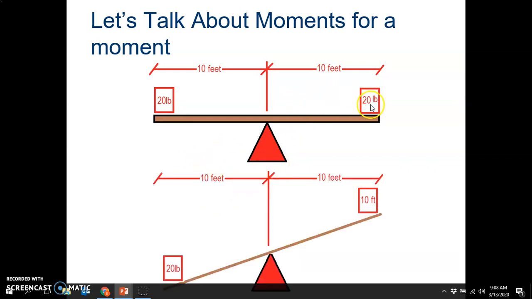But what if I change this to 10 feet? If I change this to 10 feet, well, yeah, this is still applying a force in this direction, but this 20 pounds is applying a greater force in the opposite direction, thus more than canceling out the counter, and it would move.